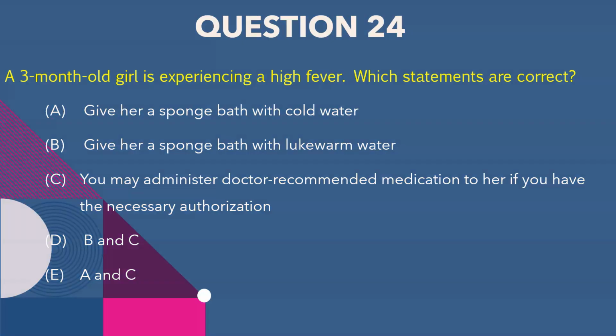A 3-month-old girl is experiencing a high fever. Which statements are correct? A. Give her a sponge bath with cold water. B. Give her a sponge bath with lukewarm water. C. You may administer doctor-recommended medication to her if you have the necessary authorization. D. B and C. E. A and C.